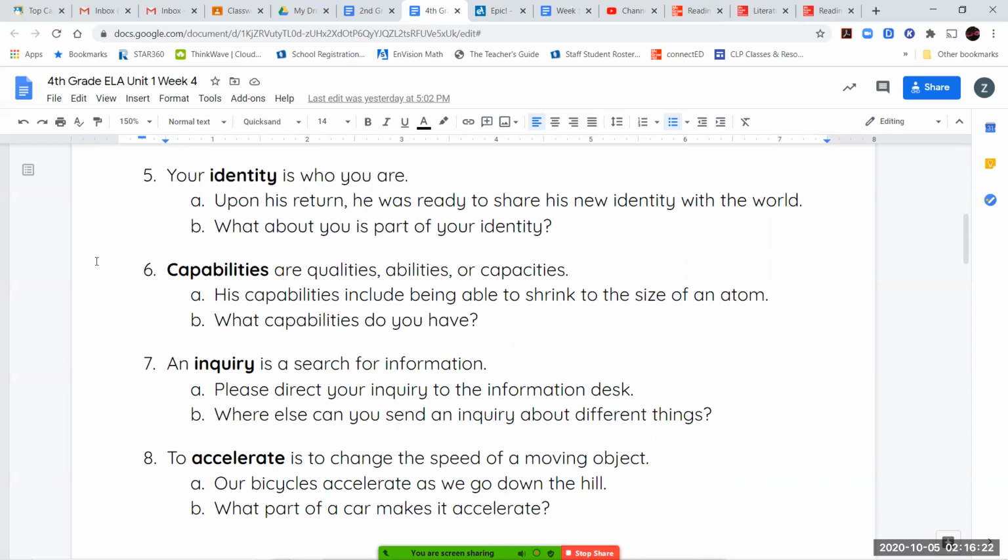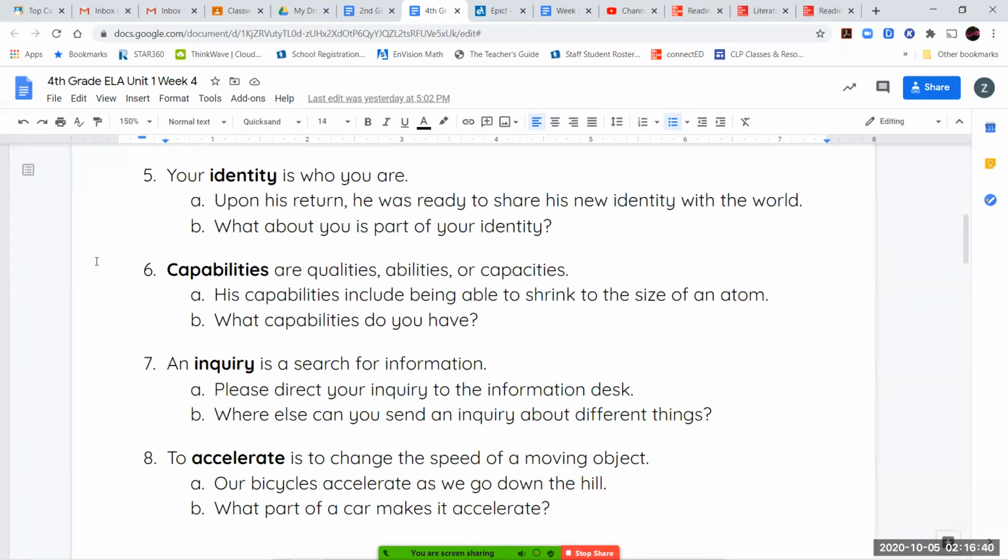Some of my friend's capabilities is that she can draw beautiful pictures. She's a wonderful artist. Another friend of mine, some of her capabilities are that she's an excellent writer. She can write really interesting stories.